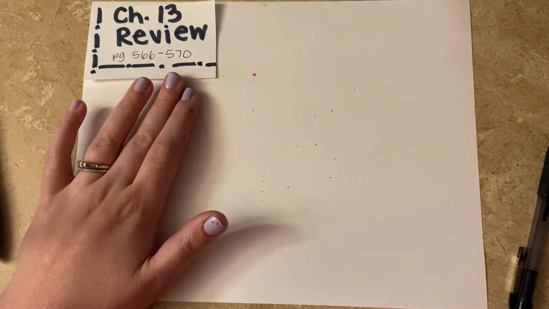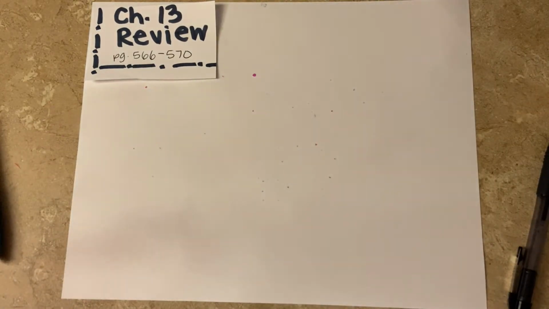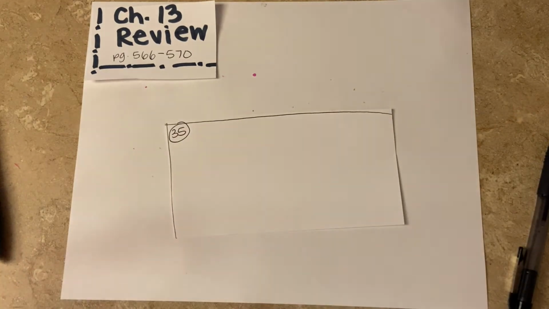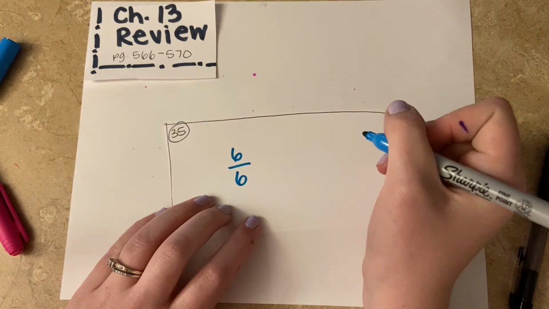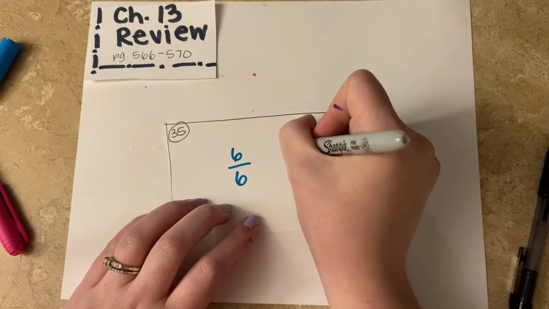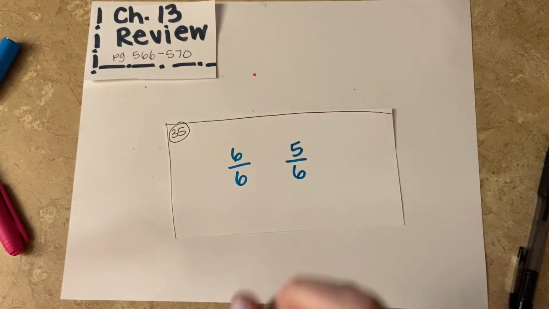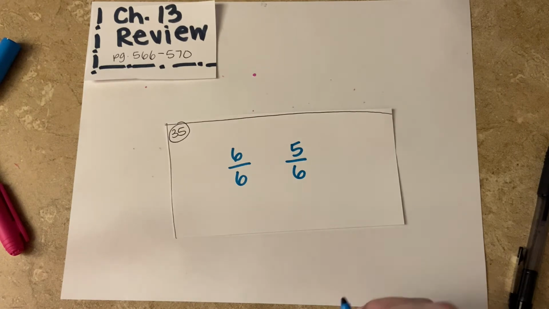All right, now let's look at number 35. Okay, number 35 says compare, and we're going to use greater than, less than, or equal to. And our two fractions that we're going to compare are 6/6 and 5/6. So what do I know about these fractions?